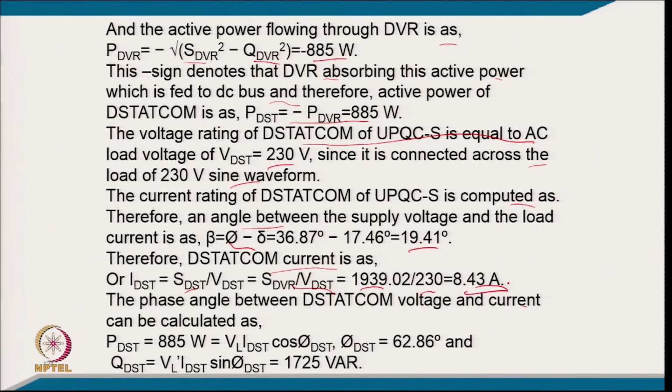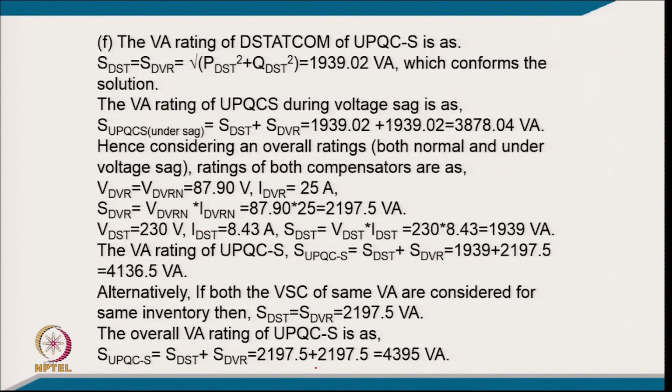The phase angle between the D STATCOM voltage and current will be found now that P is known. From P we can find the angle of the D STATCOM, 62.86, and Q_DSTATCOM can be calculated, that is already 1725. They are sharing equal reactive power. So, the VA rating of the D STATCOM will be the square root of P squared plus Q squared, that comes to 1939.2 VA, which confirms the solution. The VA rating during the voltage sag is S_DSTATCOM, that is both equal, and that comes to 3878.07.